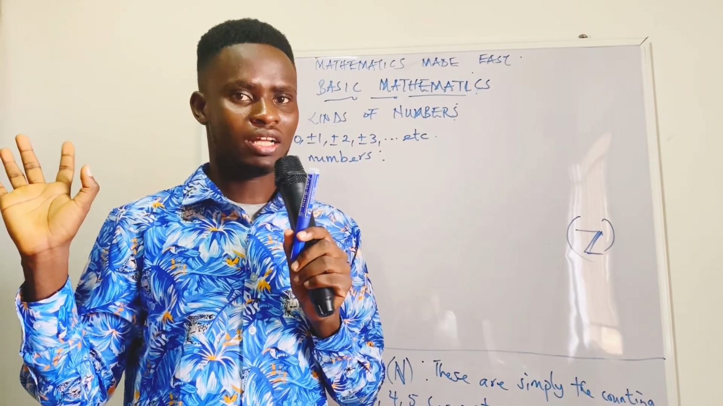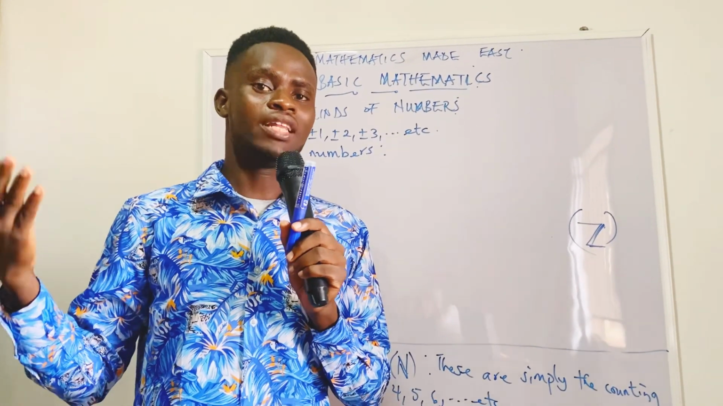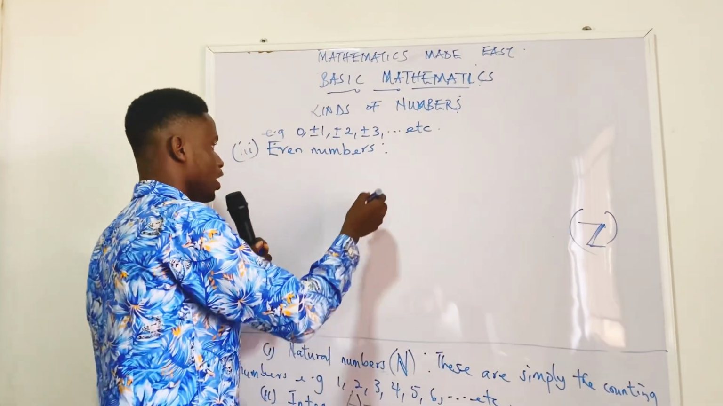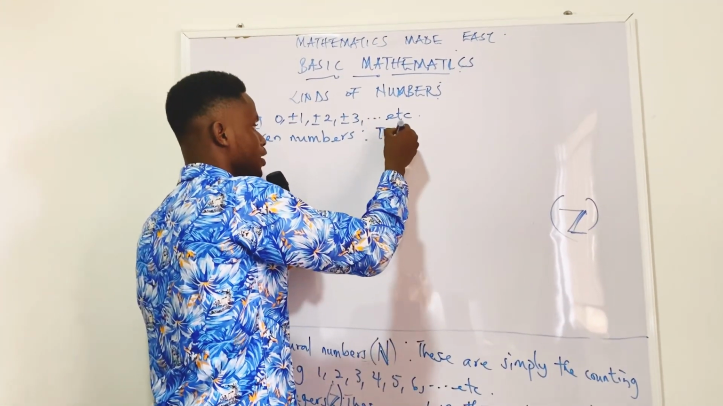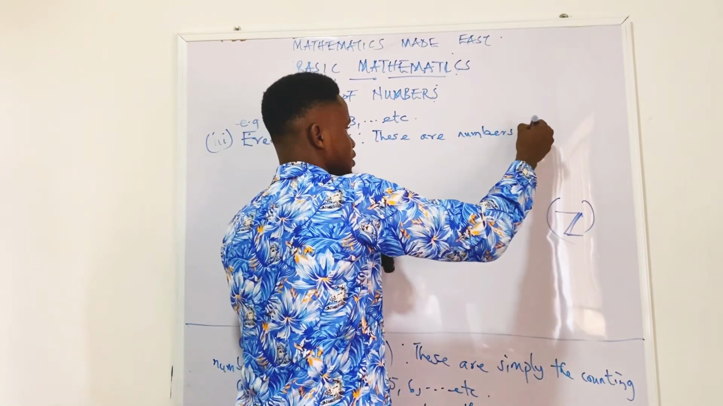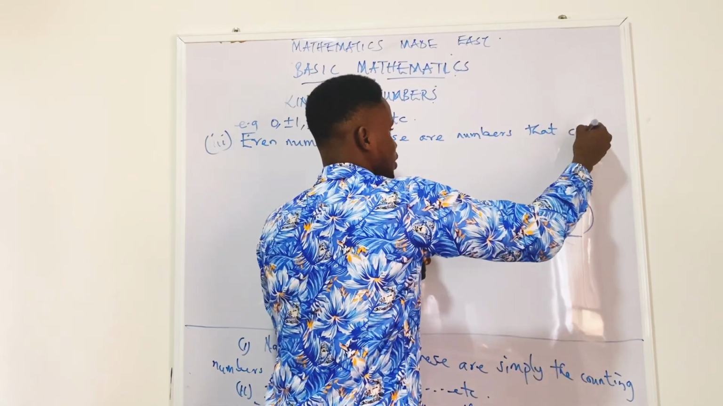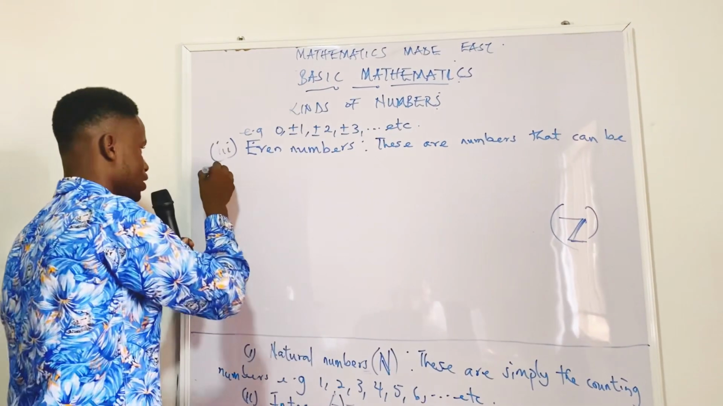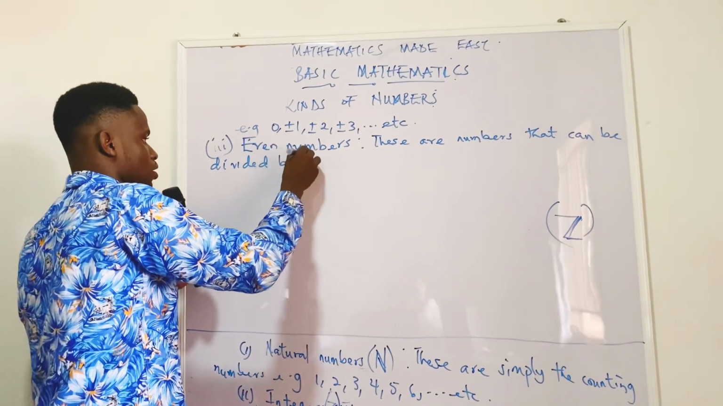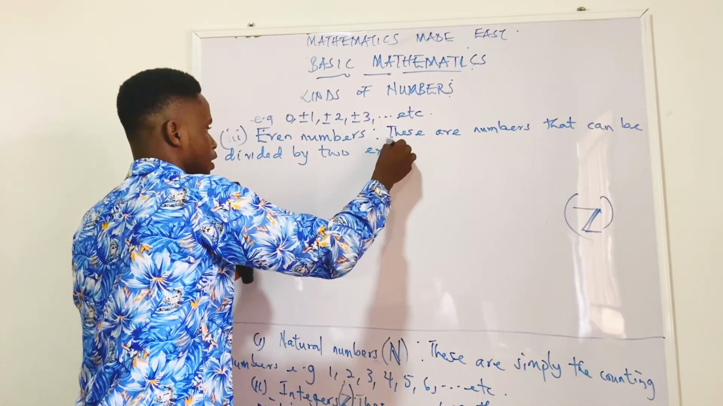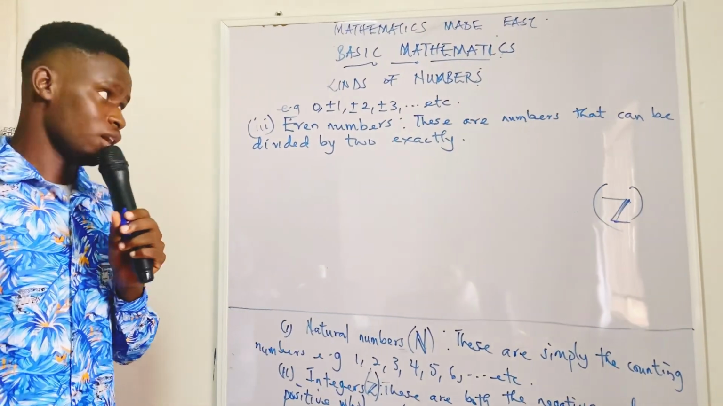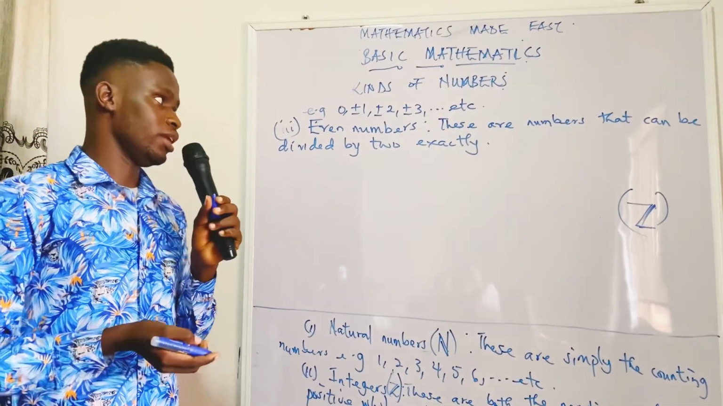You can simply say that, or numbers that 2 can divide without any remainder. So I will simply say here that even numbers are numbers that can be divided by 2 exactly, showing that 2 can divide that particular number without any remainder.